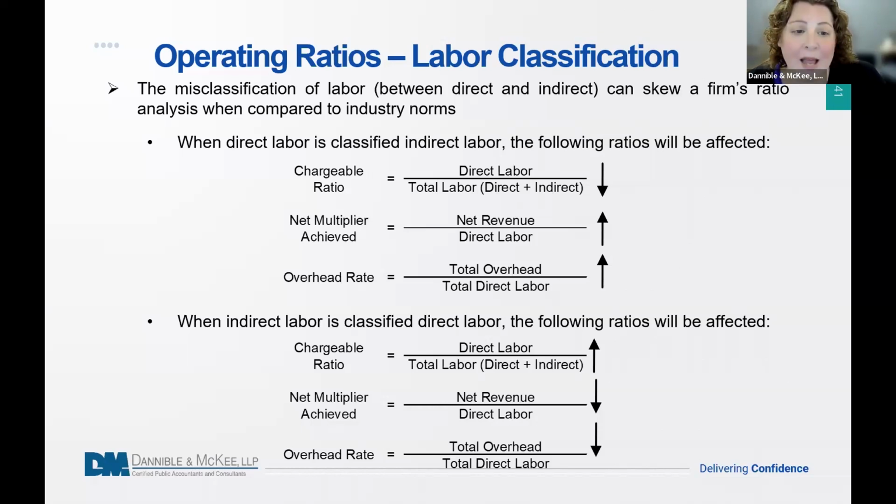So on the opposite end, when indirect labor is classified as direct, the following ratios will be affected. Again, chargeability will go up, net multiplier will go down, overhead rate will go down. So it has the opposite effect. So ensuring that everyone is charging their time correctly to direct or indirect, it's very important.